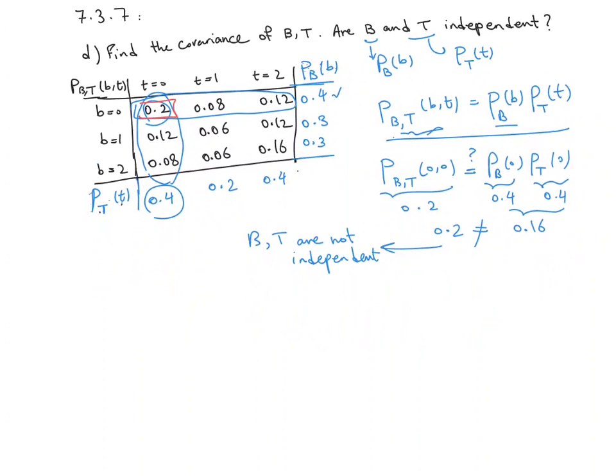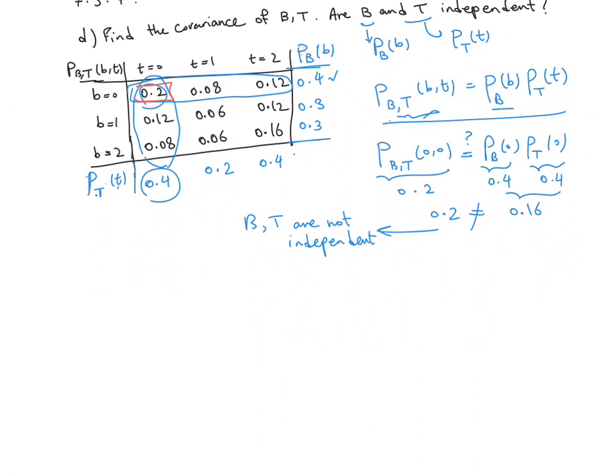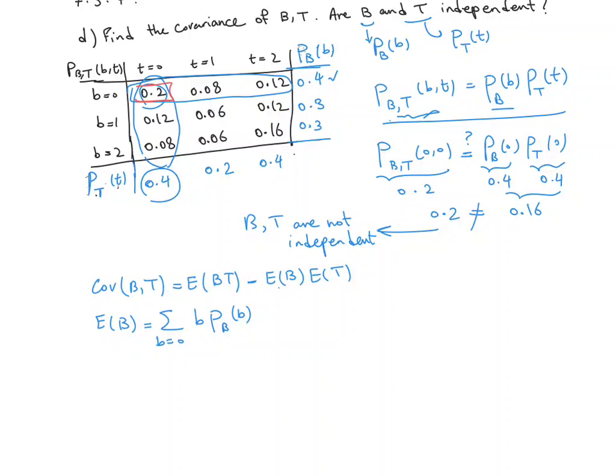But what is the covariance of them? In order to calculate the covariance, the covariance of B and T is equal to the expectation of BT minus the expected value of B times the expected value of T. So we need to calculate each of them separately. The expected value of B is the summation of B times the probability of B for all possible values of B, from 0 to 2.